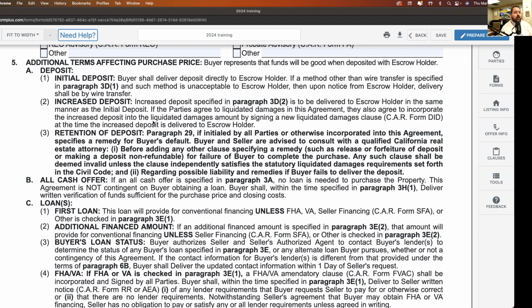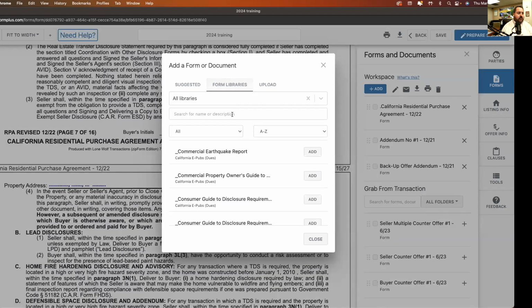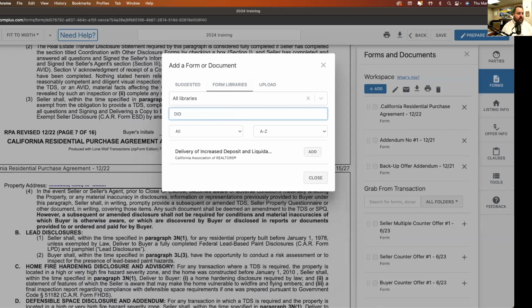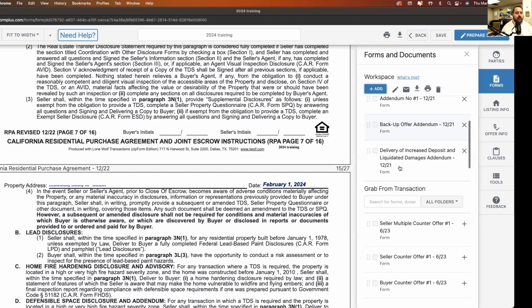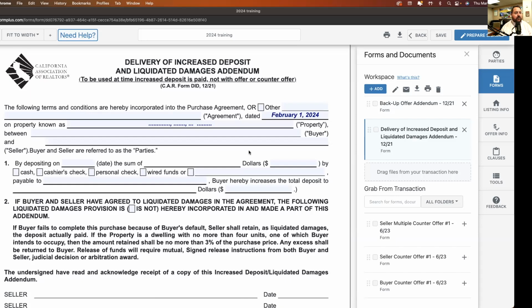If the parties agree to liquidated damages in this agreement, they also agree to incorporate the increased deposit into the liquidated damages amount by signing a new liquidated damages clause, CAR Form DID, at the time the increased deposit is delivered to escrow. So just so you guys can see what the DID looks like, let's look it up right now so I can show it to you. Delivery of increased deposit. And that is this one: the Delivery of Increased Deposit and Liquidated Damages Addendum.